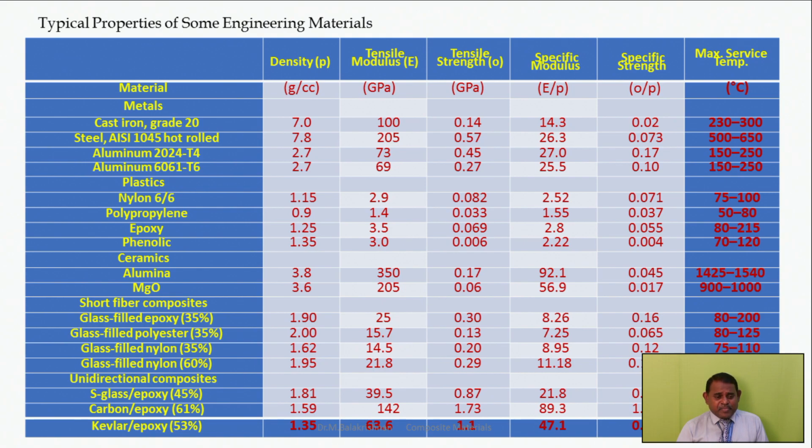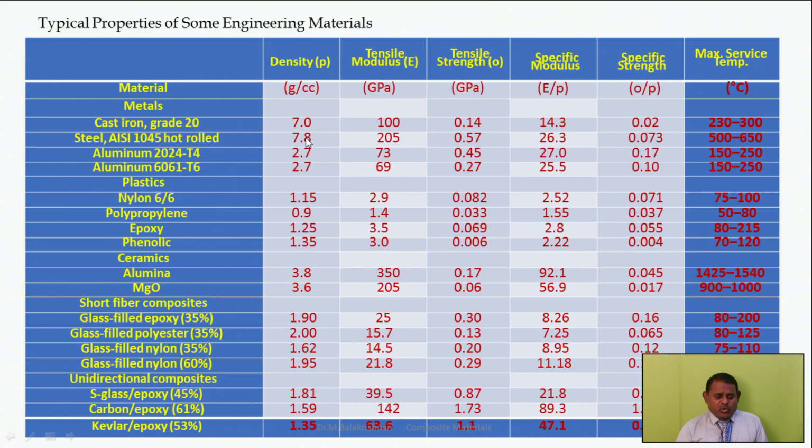Starting from metals, it can have cast iron grade 20, SAE steel 1045 and aluminum 2024 in T6 or T4 condition. It depends again on the material. So if you look for high density, steel is the highest one in this table. It is 7.8 grams per cc.